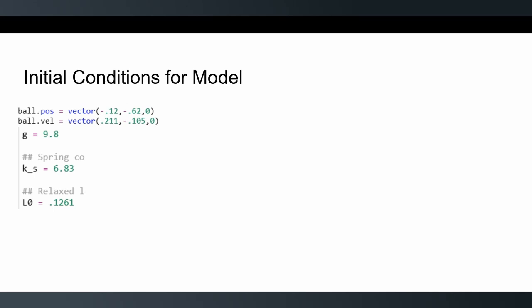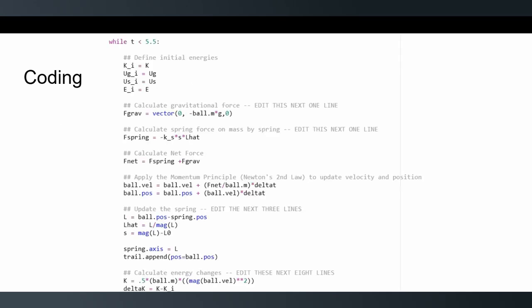So initial conditions for the model. This is the initial position vector and velocity vector. The velocity vector was found with an arithmetic average of the first two values taken from the tracker. And g equals 9.8 is our assumption. The spring constant was taken from the video at 6.83, and 1.261 was the relaxed length, which was just a little more precise than the initial vector.